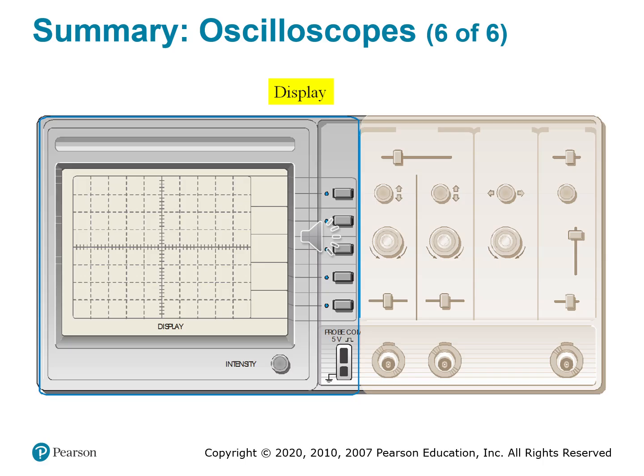The intensity control adjusts the brightness of the waveform. On analog scopes, it controls the electron beam strength. On digital scopes, it adjusts how vivid the trace appears. So you turn it up to see faint signals, or you turn it down to avoid burning in bright images, especially on older CRT displays. That's where you would use that.